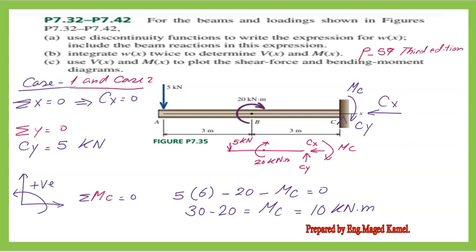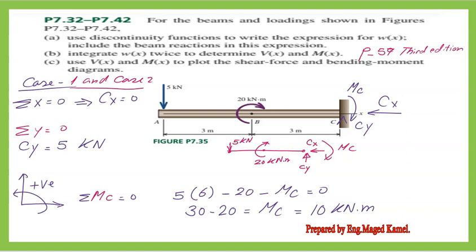This is the free body diagram in which we remove the supports and replace them by reactions. And this is the beam. At the left part, there is 5 kilonewton acting downwards, and this is the clockwise moment acting after 3 meters from the left end. And at the support, we include two reactions, Cx and Cy, and a moment about C called MC.